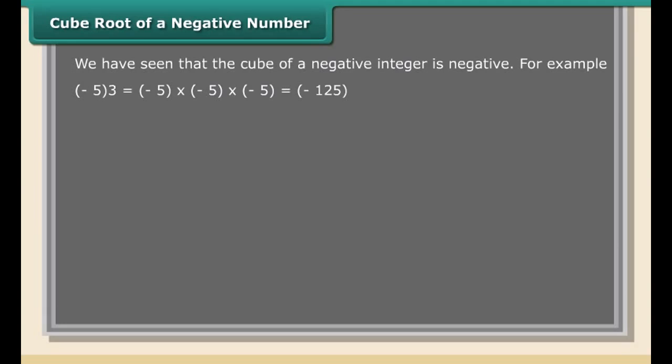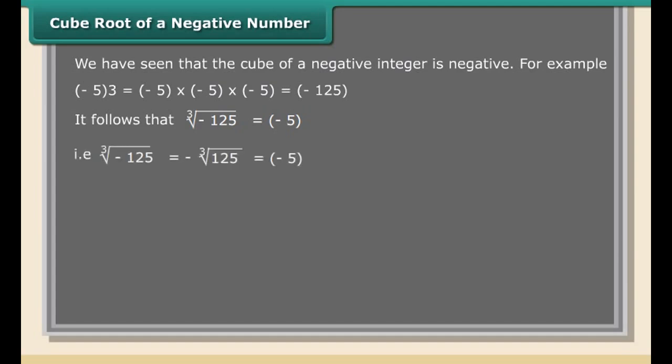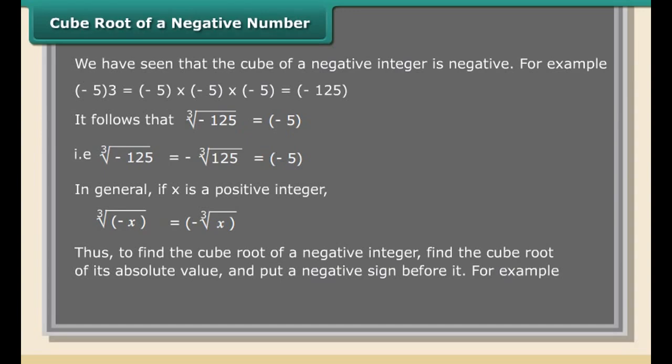1728 is equal to 2 × 2 × 2 × 2 × 2 × 2 × 3 × 3 × 3. Make triples of equal factors: (2 × 2 × 2) × (2 × 2 × 2) × (3 × 3 × 3). Take one prime factor from each triple and find their product: 2 × 2 × 3 is equal to 12. 12 is the required cube root, that is, the cube root of 1728 is equal to 12.